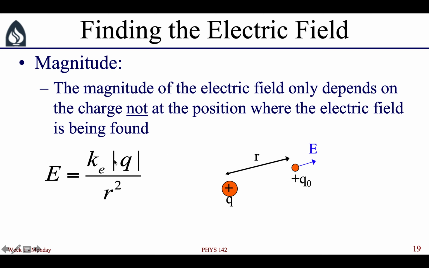And the electric field magnitude is equal to Ke, Coulomb's constant, times the amount of charge, not our test charge, but the charge that's making the electric field here, the charge that's not at that location, divided by r squared, where r is the distance between the charge that's making the field, and therefore making the force, and the location where we want to find the electric field.